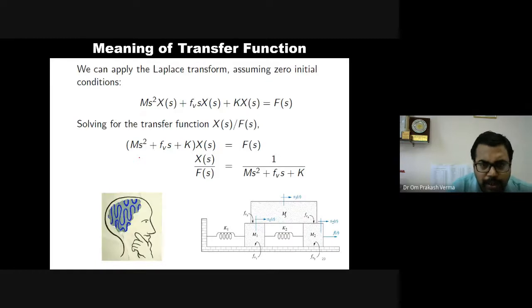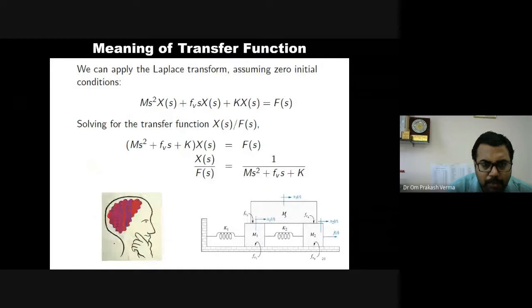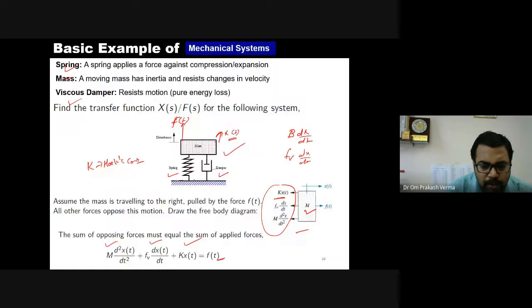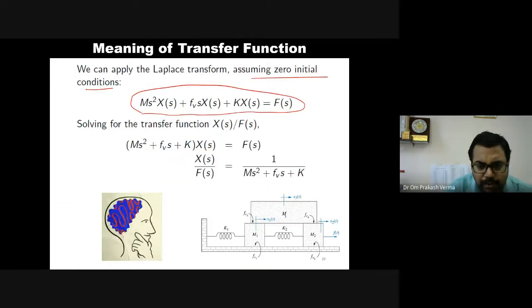So just take the Laplace transform, and when you are taking the Laplace transform, you have to keep in mind all the initial conditions should be zero. Then taking the Laplace transform of this, m becomes m s square X(s) plus fv s X(s), plus k X(s), equals f(t) which becomes F(s), right?